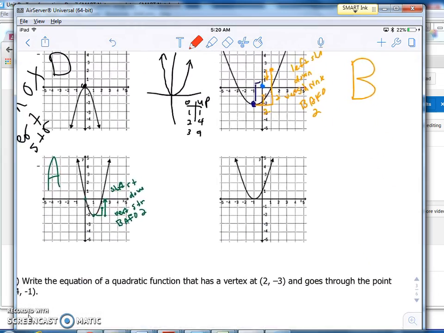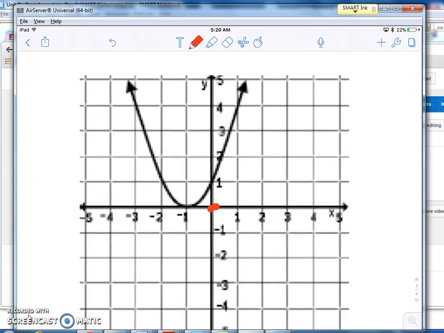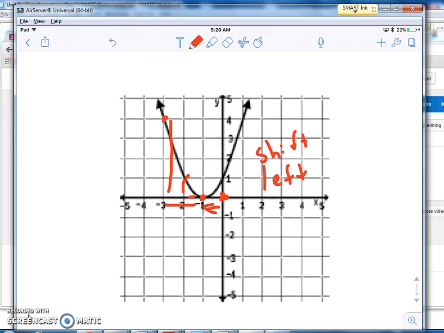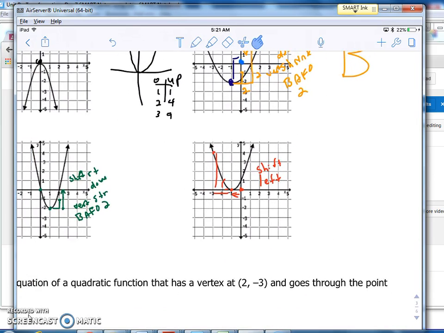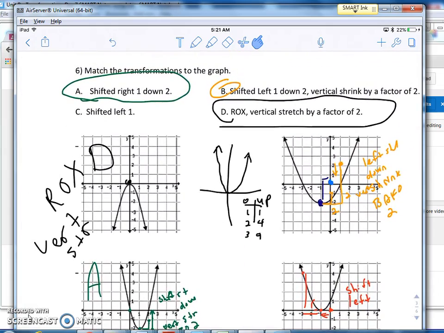So zoom in. Our vertex should be at 0, 0 for the parent function. It is shifted left 1, so we have a left shift. From the vertex, it looks like we go over 1, up 1, over 2, up 2, 4 seems right. So there is no vertical stretch or vertical shrink. It's not shifted up or down. It looks like only one of them had a mistake. This looks like C. So sorry about A.